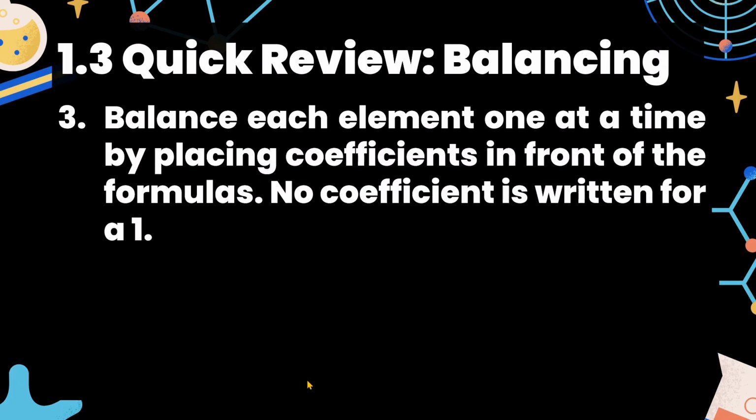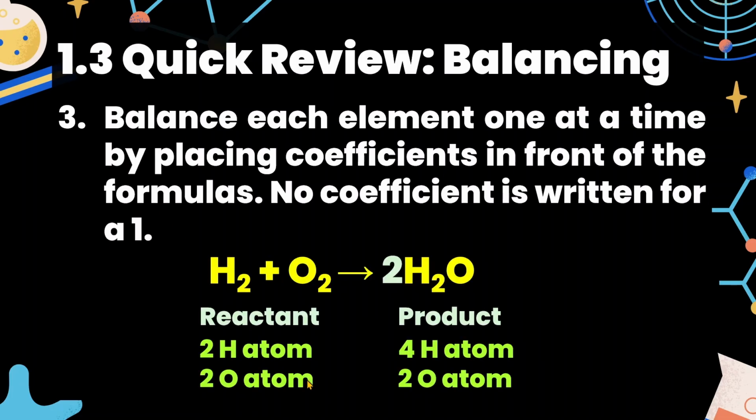So to balance each element, we have to look at each element one at a time and balance them by placing coefficients in front of the formulas. Remember, no coefficient is written for a number 1. Since there is only 1 oxygen in the product side, let's try to multiply it by 2. So we write 2 as a coefficient. Remember, the coefficient is a multiplier for each atom in a compound.